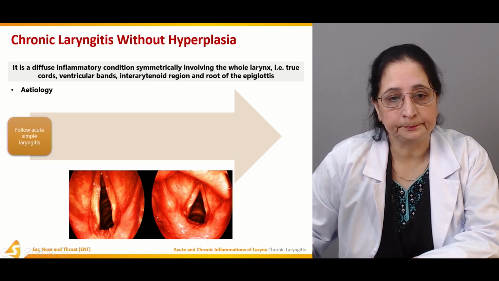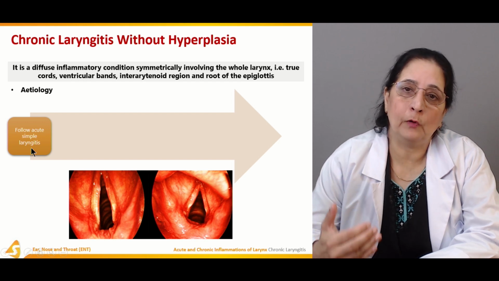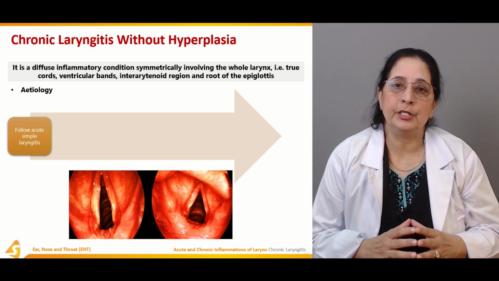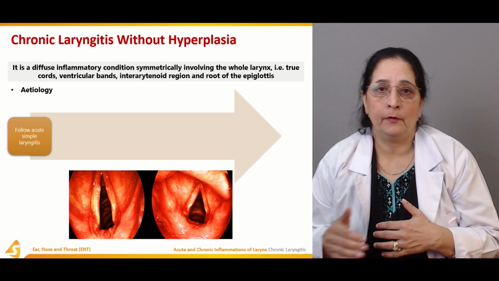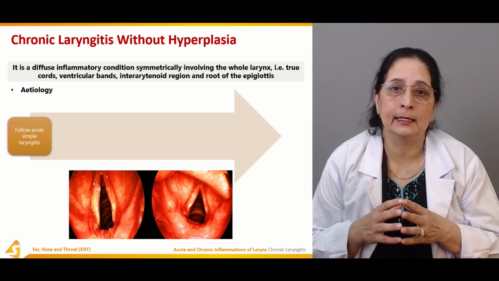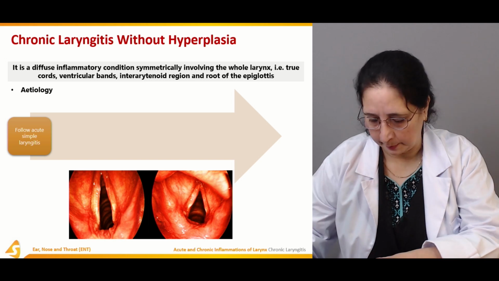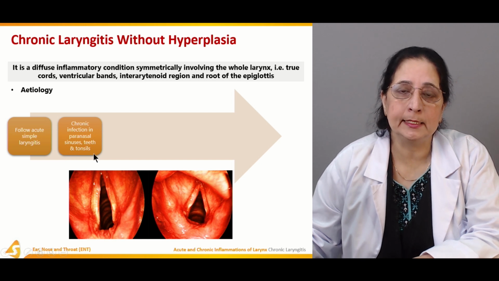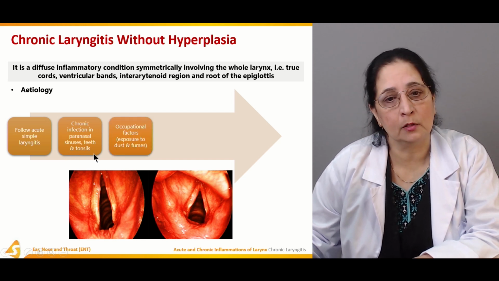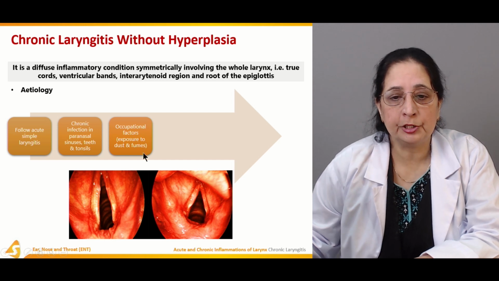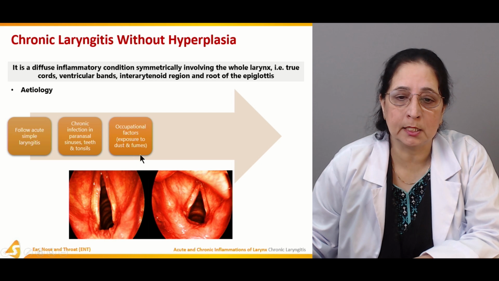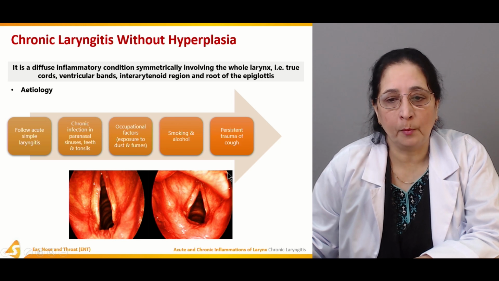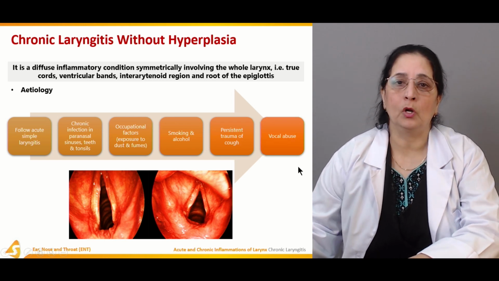So the causes are as follows. It usually follows as a result of simple acute laryngitis. When acute laryngitis persists for a long time, it can cause chronic laryngitis without hyperplasia. Chronic infection in paranasal sinuses, teeth, and tonsils can also cause this condition. Occupational factors like exposure to dust and fumes, smoking and alcohol, persistent trauma of coughing, and vocal abuse.